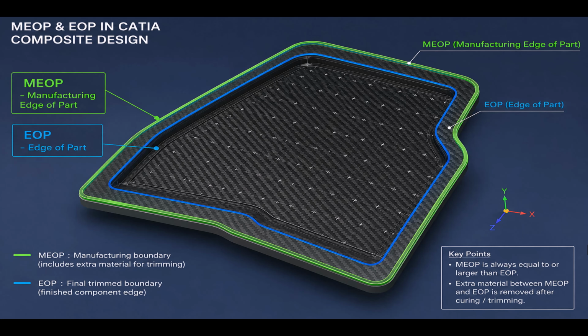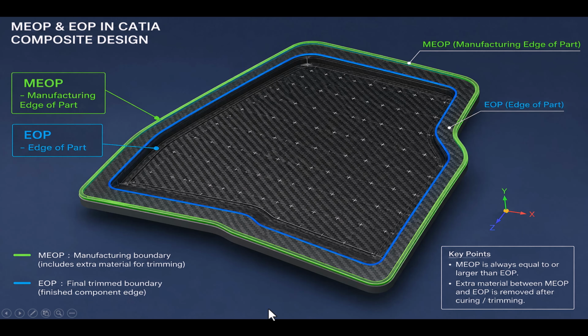Understanding this concept is essential because it directly affects ply creation, flattening, manufacturing and documentation. So in this image, you can see the blue edge is indicating the edge of part and the green area is indicating the manufacturing edge of part. So MEOP, we can say, is a manufacturing boundary which includes extra material for trimming, and EOP is the final trimmed boundary of the finished component.